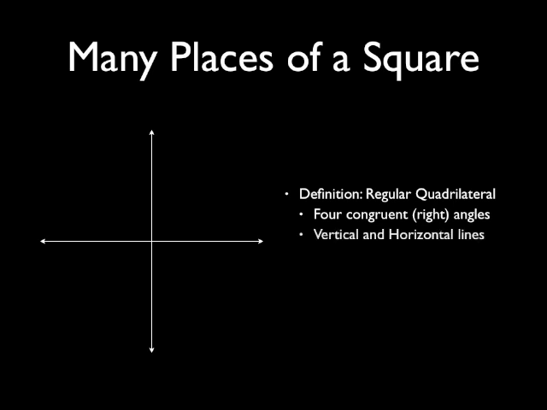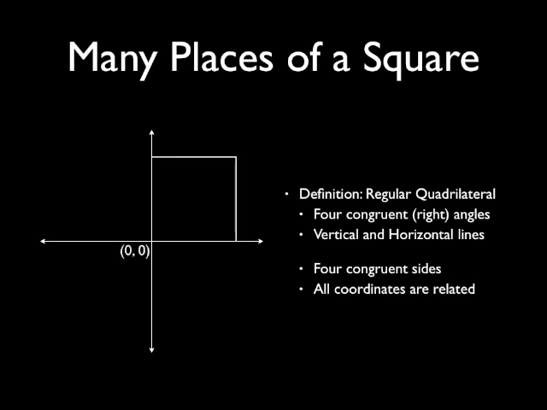And that means that we are going to have vertical and horizontal lines. We also have 4 congruent sides, which means that all of the coordinates are going to be related to each other. Whenever you have congruent sides, you have related coordinates. And most people place a square using the origin and the 2 axes. That makes complete sense.